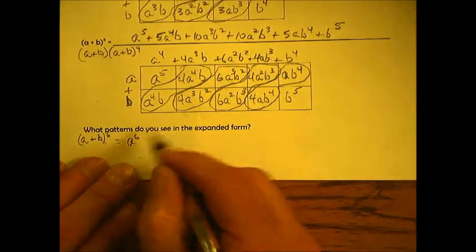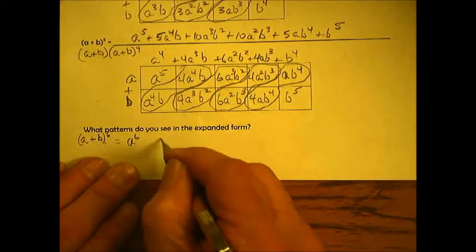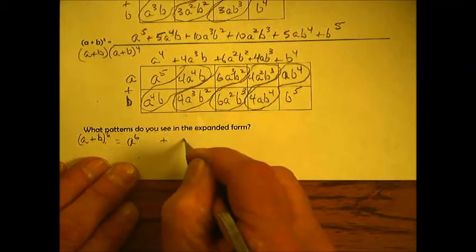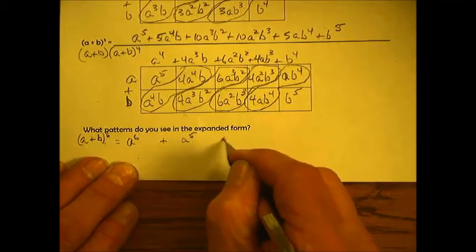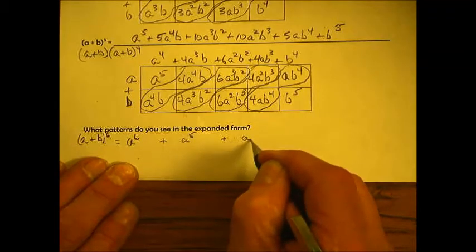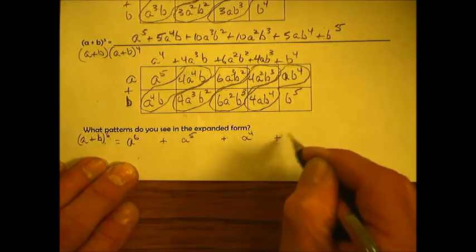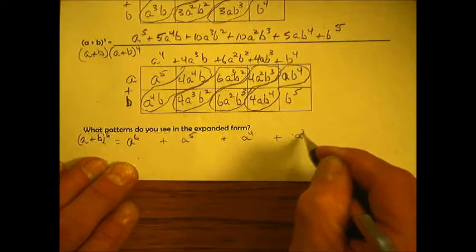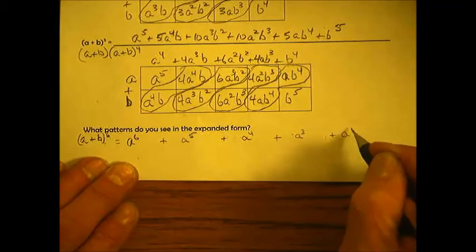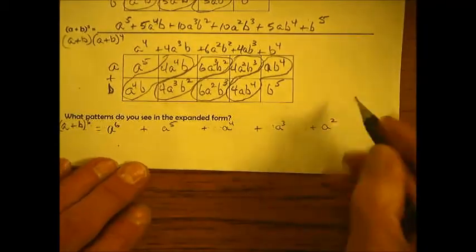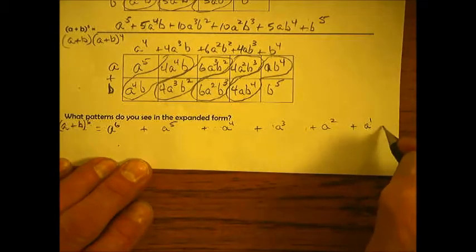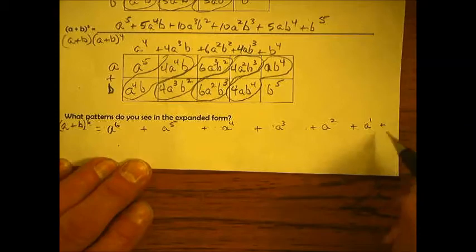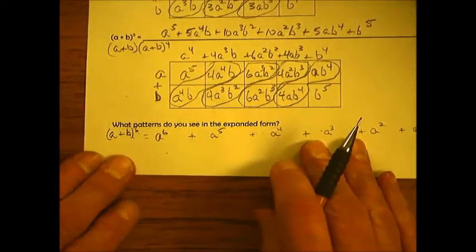I've got a to the 6th, now give yourself some room here, plus a to the 5th, plus a to the 4th, plus a cubed, plus a squared, well, I'm running out of room, plus a to the 1, plus, and then a to the 0 is 1. And then let's look how the b's went.